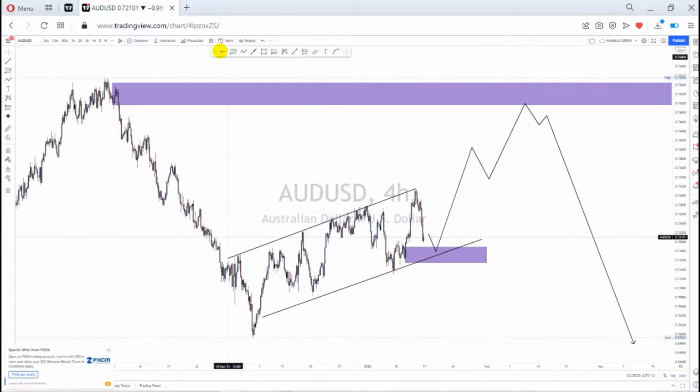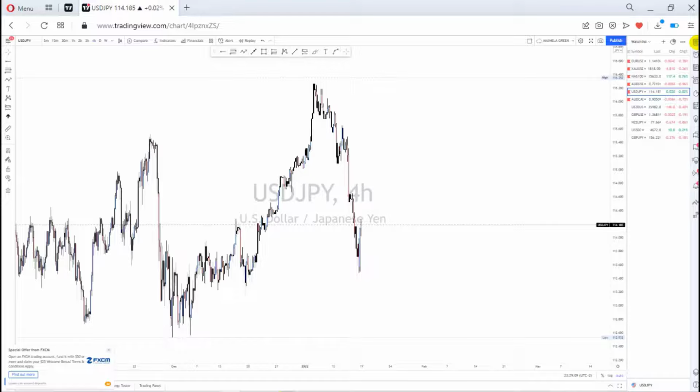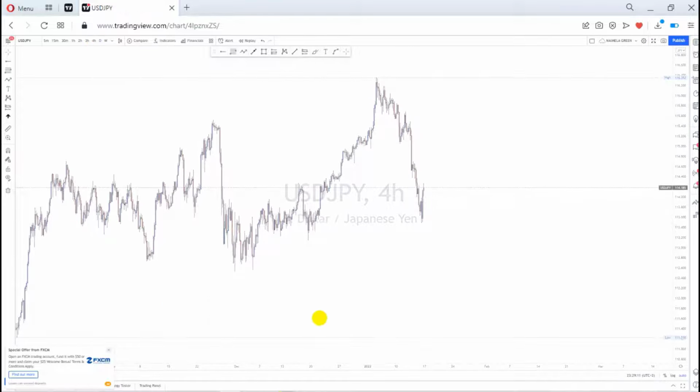So this is the supply zone that I'll be focusing on. I'll be focusing on this shaky movement here, the up and down. I'll be focusing on where the market turned down for this downtrend here, right? So that's all on AUD USD. Then let's move to USD JPY, and let's go to daily.